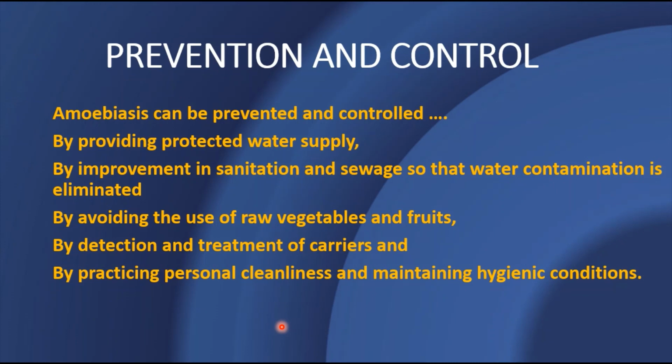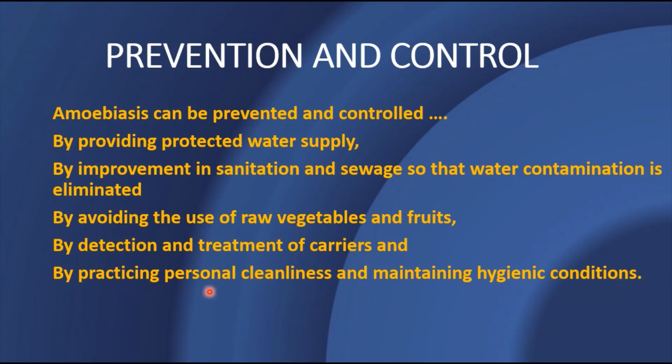Amoebiasis can be prevented and controlled by providing a protected water supply, by improving sanitation and sewage so that water contamination is completely eliminated, by avoiding the use of raw vegetables and fruits, by detection and treatment of the carriers, and by practicing personal cleanliness and maintaining hygienic conditions.